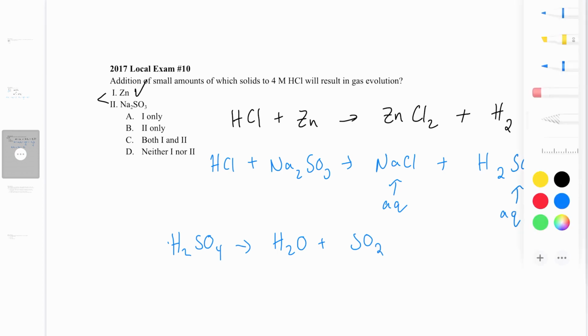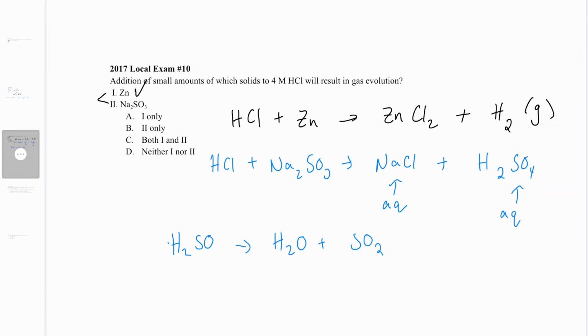Oh, I made a small mistake. It should be a SO3, sorry. So yeah, H2SO3, and that dissociates into a gas, which is the SO2. So you have a gas evolution happening with both your answer choices. So our answer is C.